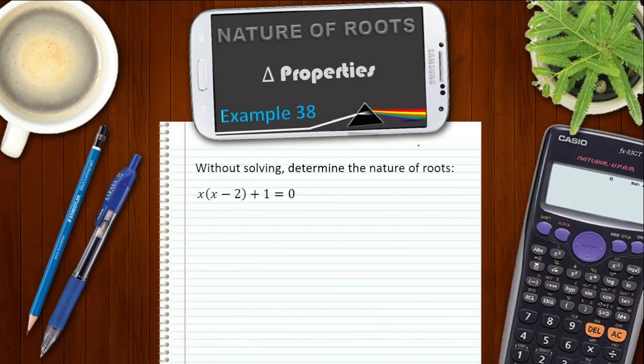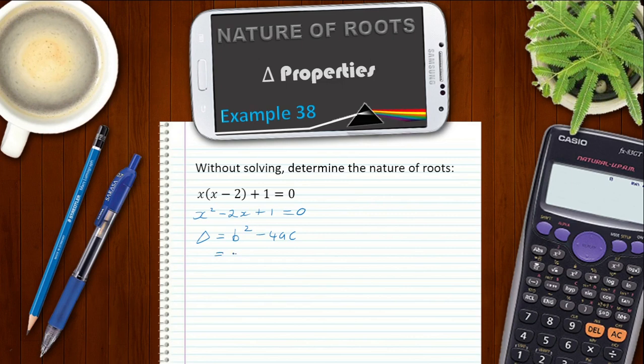Now, without solving, determine the nature of the roots of x(x minus 2) plus 1 equals 0. Before we can start, we obviously need to put this equation into its standard form, in the form of ax squared plus bx plus c. Doing that, we multiply out the brackets, so we have x squared minus 2x plus 1 equals 0. So now we can clearly see the a value is 1, the b value is -2, and the c value is 1. So if I now substitute those values into the discriminant, which is b squared minus 4ac, I can determine what the nature of the roots will be.